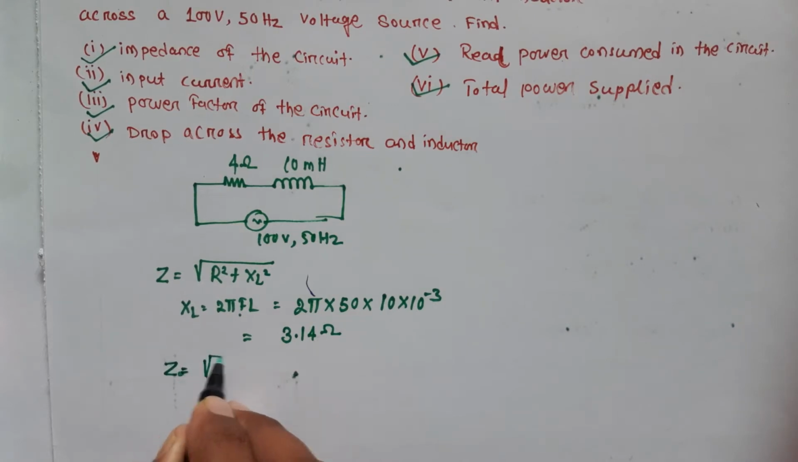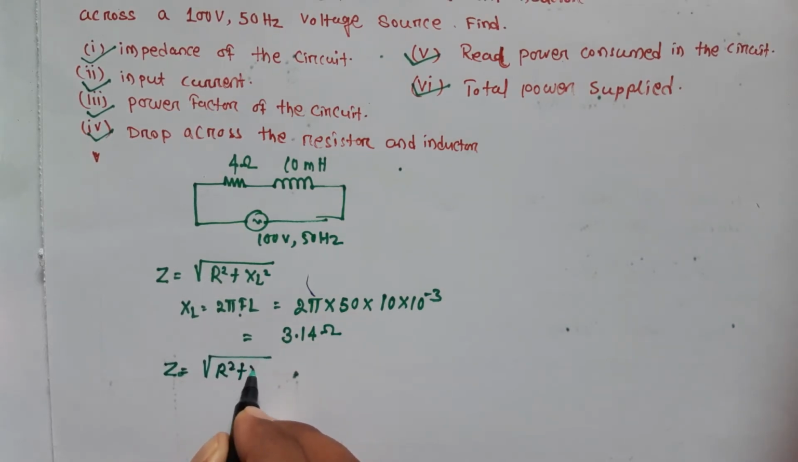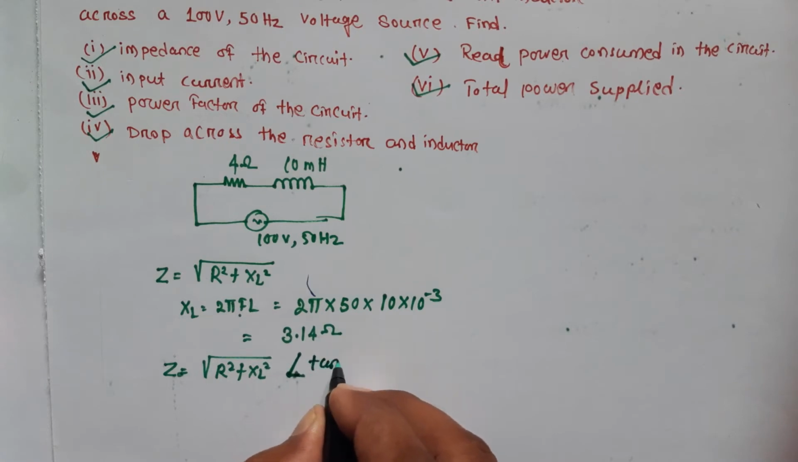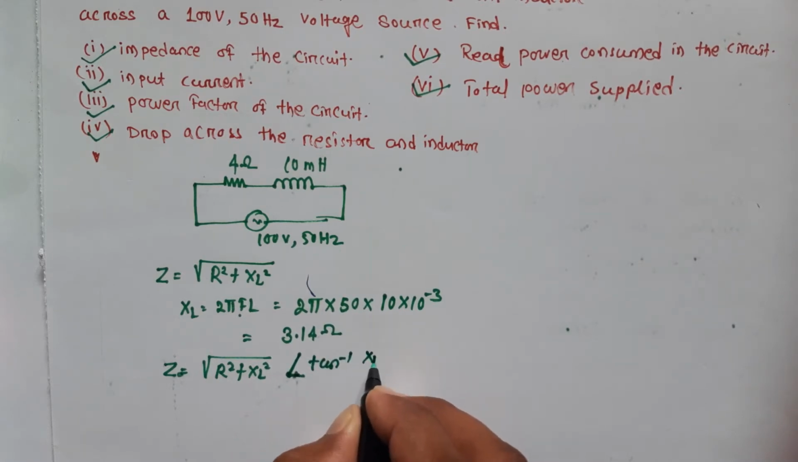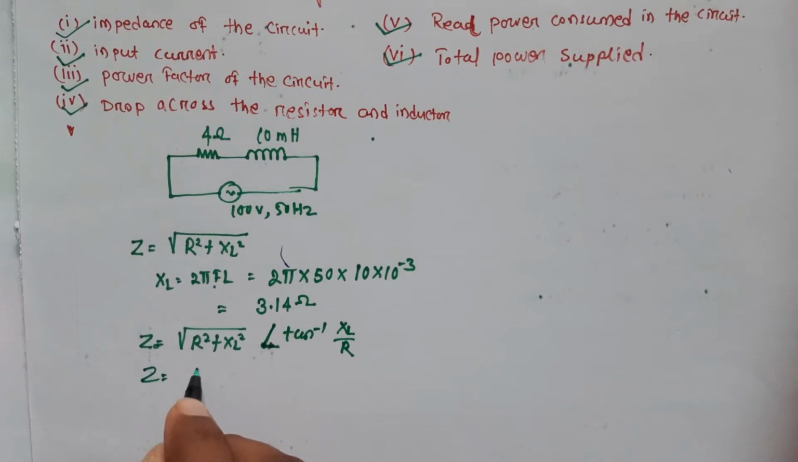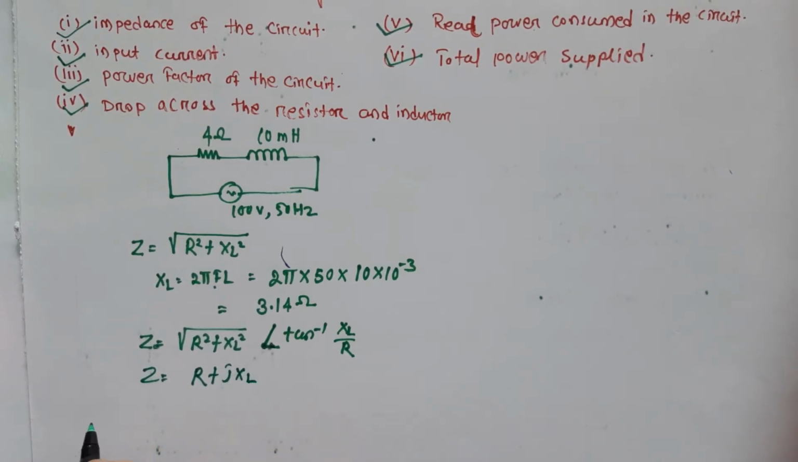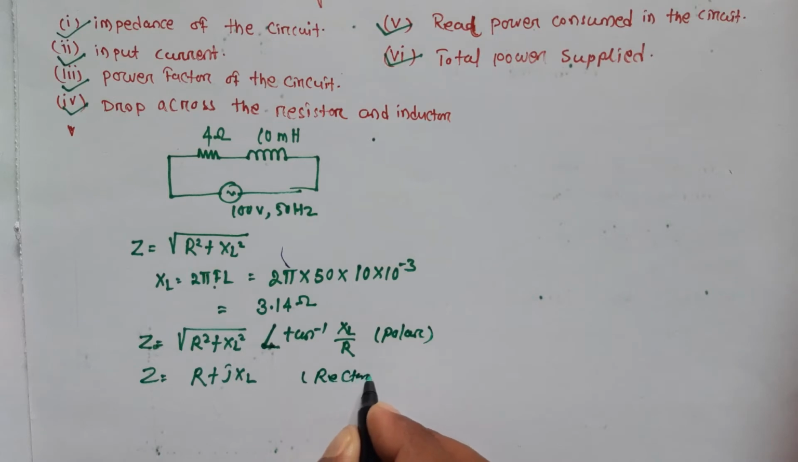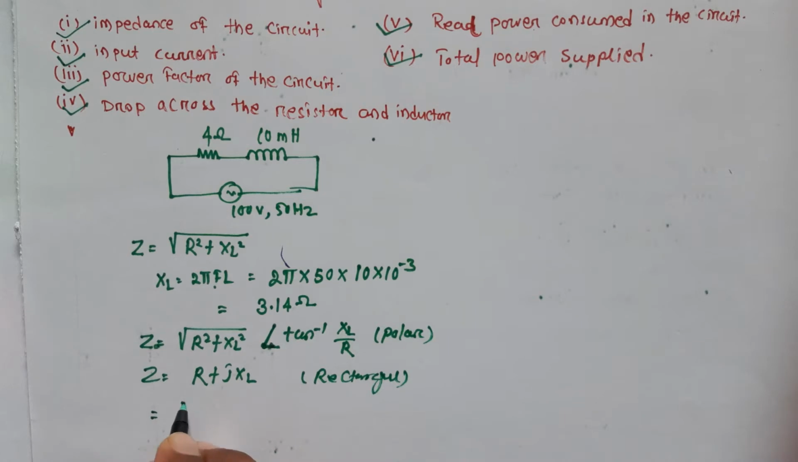Z equals the square root of R square plus XL square. In polar form, the angle equals tan inverse of XL by R. That is the polar form. If you consider the rectangular form, then it is R plus jXL. This is the polar form, and this is rectangular. So we find it in polar form and put in the values.